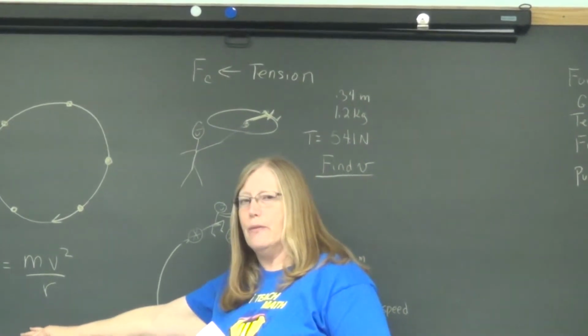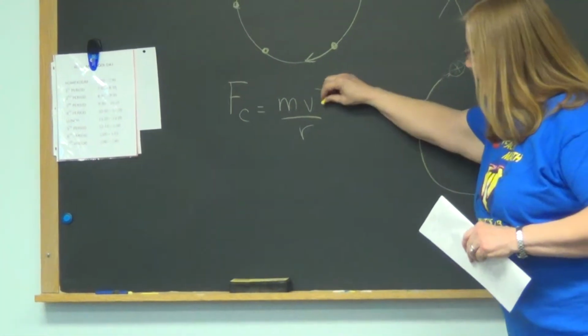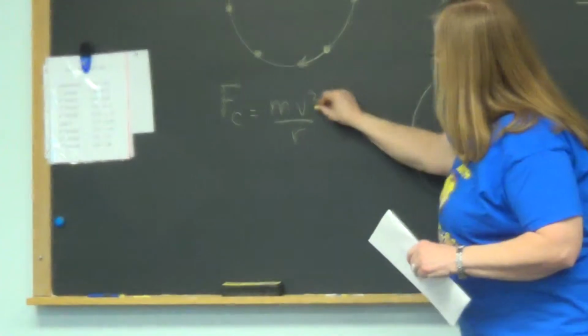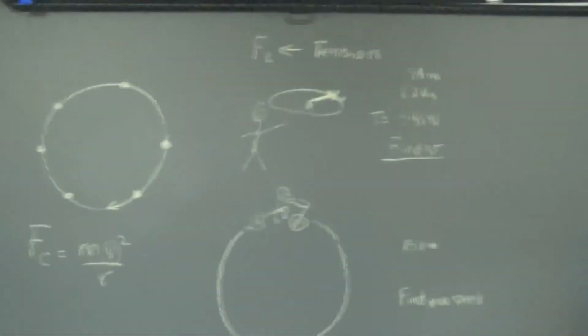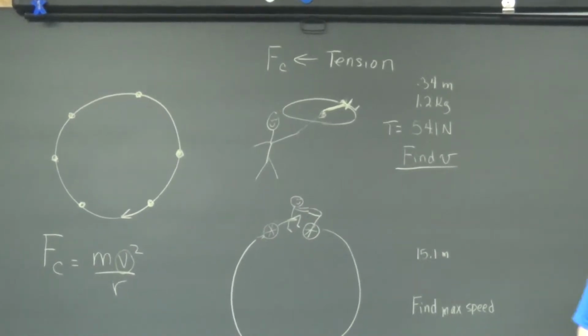You have to use this formula to plug these numbers in and solve for, since we're looking for velocity, we're going to solve for v. See what you can do. See if you can put the numbers in the correct spot.